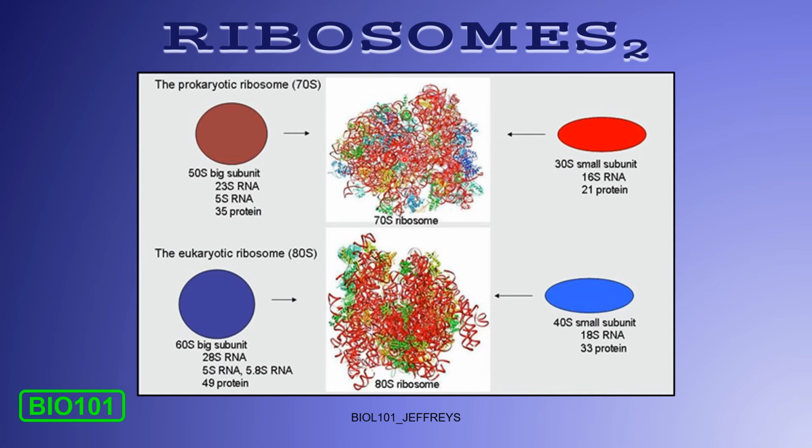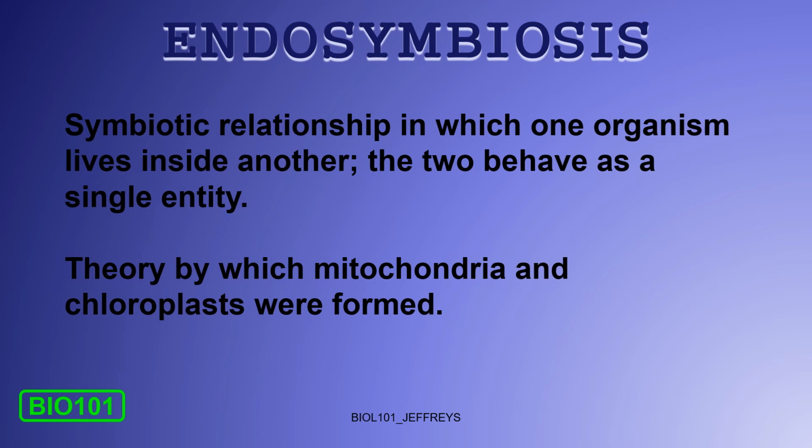And don't worry about this. This is just a different diagram looking at the 70S versus the 80S ribosome. I don't really care that you remember the size of the large versus the small. I think you should remember that prokaryotic ribosomes are 70S, eukaryotic ribosomes are 80S, and they're made of two parts, a large subunit and a small subunit, because that becomes important when we start talking about translation. Okay, that's all I'll say about that.